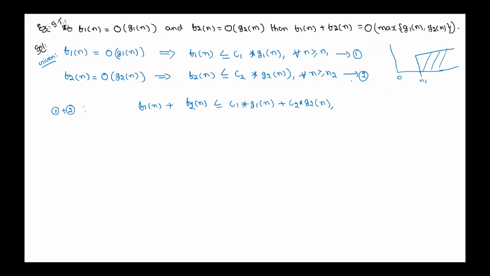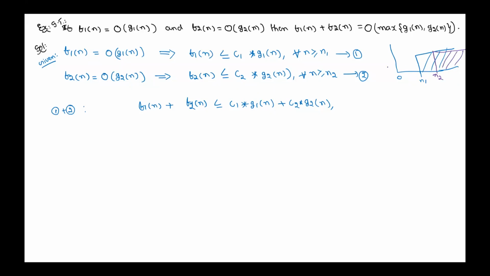Inequality 2 is true for values of n from n2 onwards. If, for example, n2 is here, that means for all these values it is true.